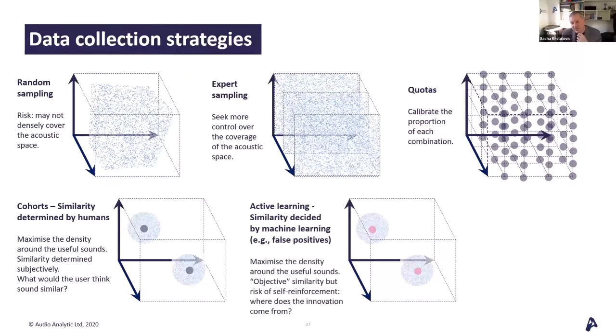So another way to do it is what's called active learning. The pink dots are the detections that your system is going to make of your target classes. You can make your system artificially permissive to actively record sounds which are going to be closest in your acoustic space, or closest in the sense that your model thinks they are the closest. So that's one way to guide the data collection.